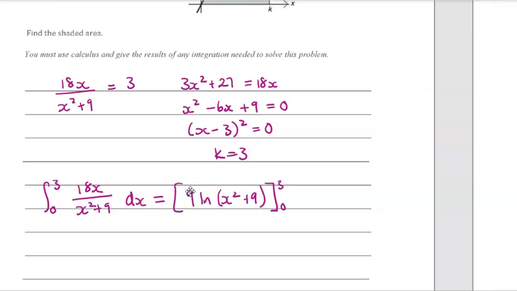And we're going to do that between 0 and 3. So substituting in 3, we get 9 log 18, and substituting in 0, we get 9 log 9. So that equals 9 log 2, or 6.24.